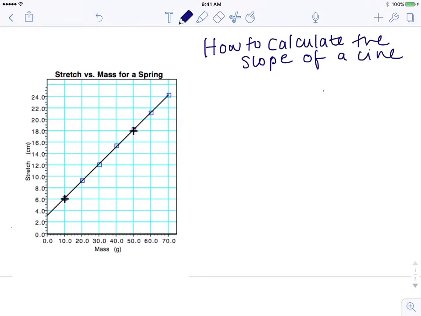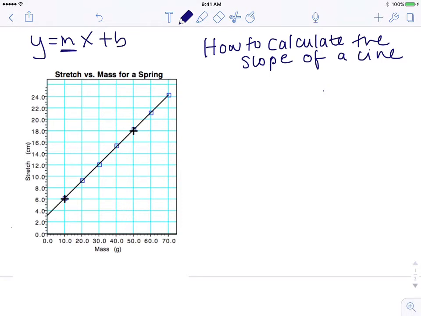Hello everyone. Okay, we're gonna talk about how to calculate the slope of a line. I took this graph from our reading packet on how to make a graph, and for this video I'm just gonna go over the process of how to calculate the slope. When we're looking at our equation of a line, y equals mx plus b, slope is the m.